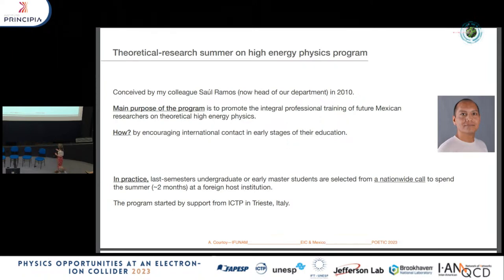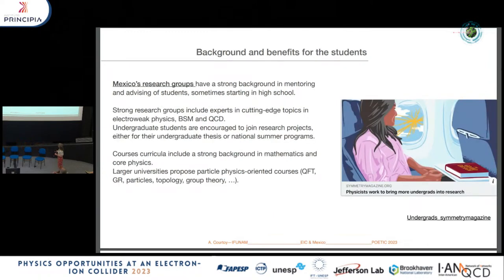Okay, so in practice, it's 2 months, more or less, of summer, it will be the northern summer, right? So winter for Brazilians. So the idea is, we have a strong background in mentoring students because I think in Latin America, especially, there is a lot of emphasis towards the students. We really want to have these highly qualified students so they can start to do their PhD either with us or abroad.